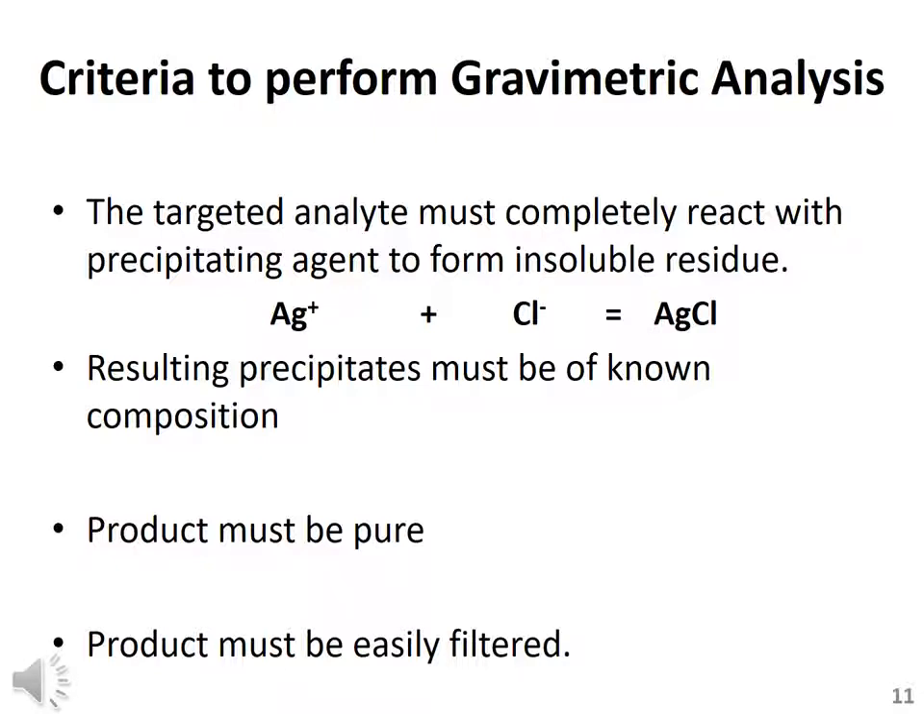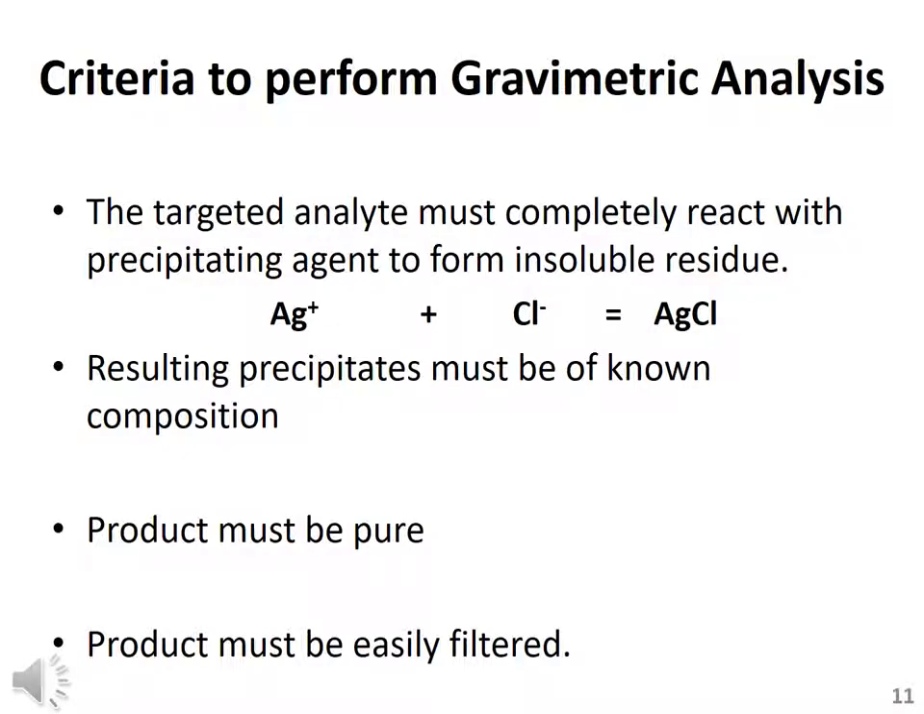The second important condition is the resulting precipitate must be of known composition. Theoretically you are designing a reaction, and after designing that reaction you are going to perform a gravimetric analysis. You must be familiar with the product composition. If you don't know about the composition of the product, you cannot aim for the exact calculation of that compound.